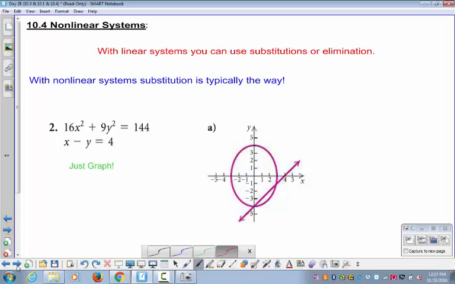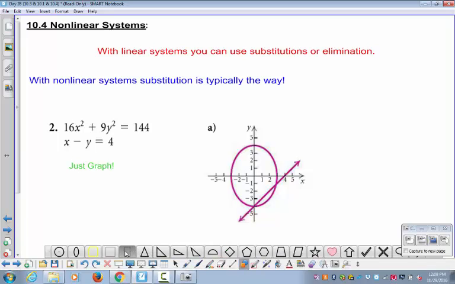With linear systems, you could use substitution or elimination. Those were two techniques. Sometimes one worked better than the other, but usually it didn't really matter. One was just barely harder than the other, a little bit more work. With nonlinear systems, almost always, 90% of the time, substitution is going to be better. Most of the time.